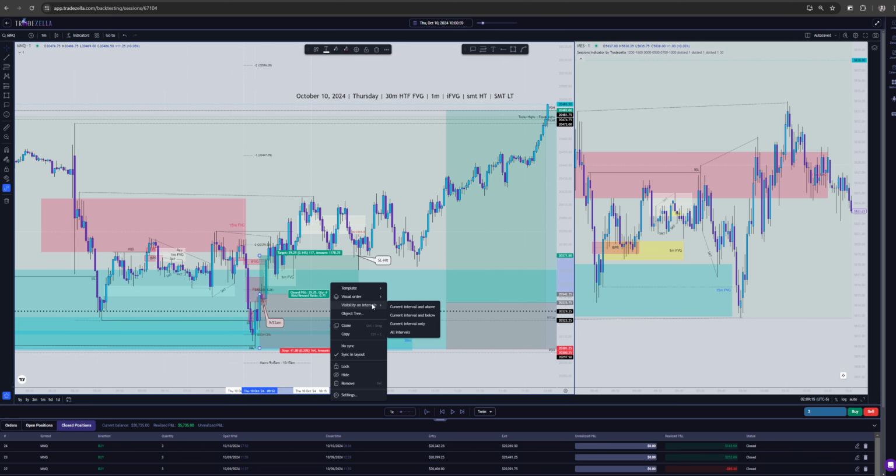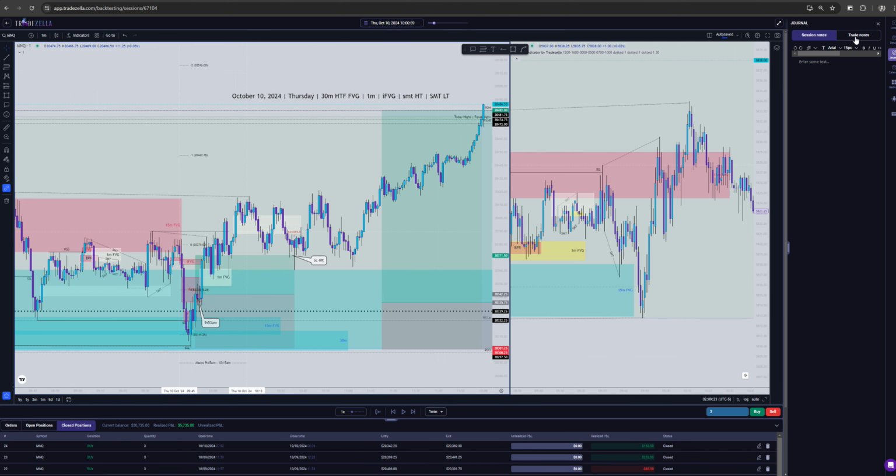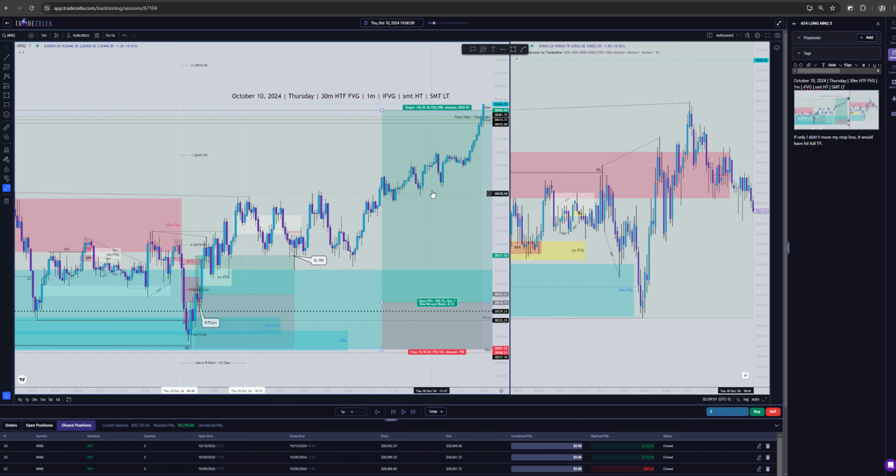Shortcuts. They're great. Just keep making them. Make it faster. Hopefully I get faster at this. And then we're gonna open journal, trade notes, take this. Cool. Image, copy. Okay. Wonderful. If only I didn't move my stop loss. It would have gone through and hit full TP.